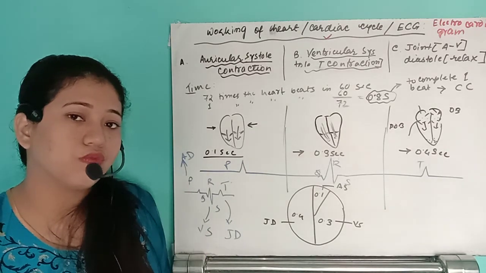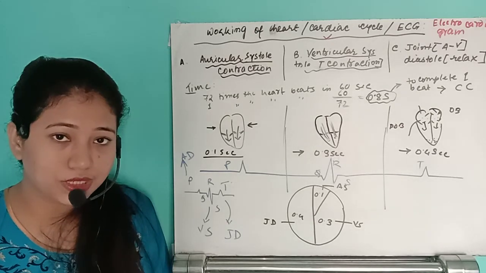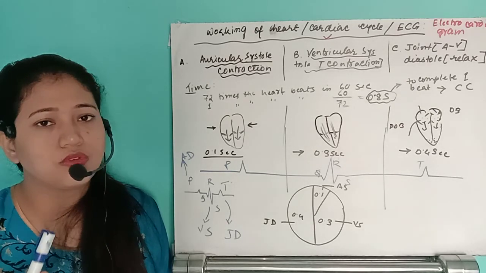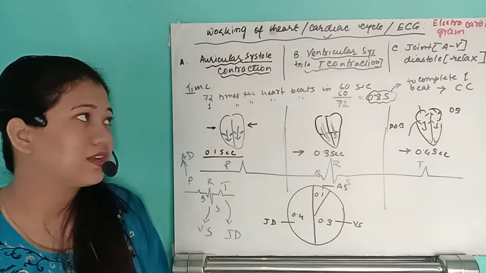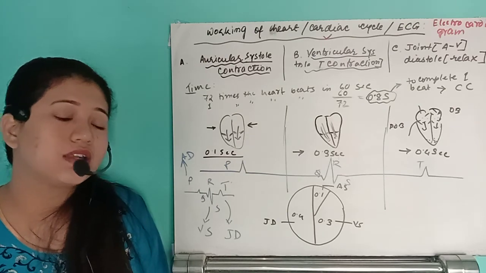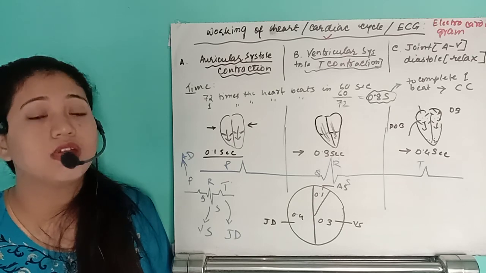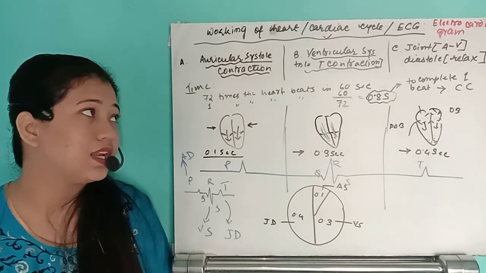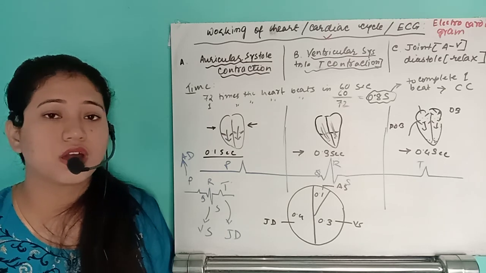So remember the working of the heart, the ECG and the cardiac cycle. I have completed all these three. If you understand only one of them, you have no problem understanding the cardiac cycle or the ECG. It's the same. Just remember the working of the heart and you are done. The muscles we have discussed, the cardiac cycle we have discussed, and the ECG we have discussed. So that's all about the working of the heart.